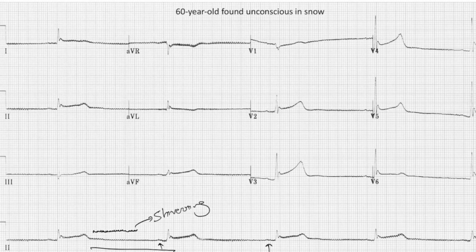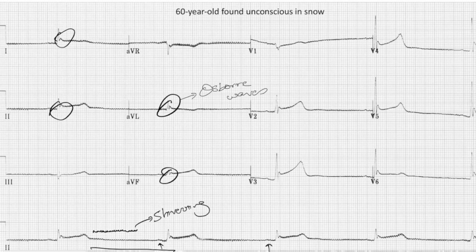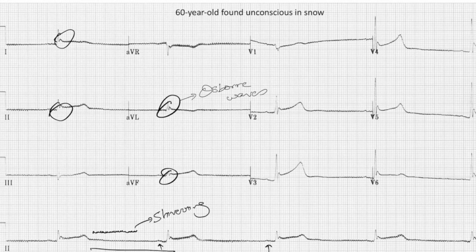The axis seems to be okay. And when you look at the waves, intervals and segments, note this characteristic notching again. You see these changes in multiple leads, and these notches are called Osborne waves. The profound bradycardia, along with shivering and Osborne waves, all suggest profound hypothermia. Now let's look at the next EKG.